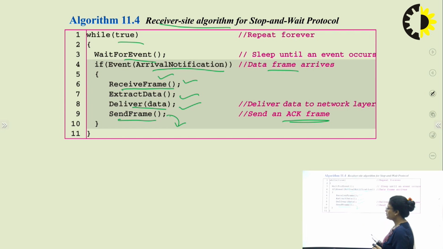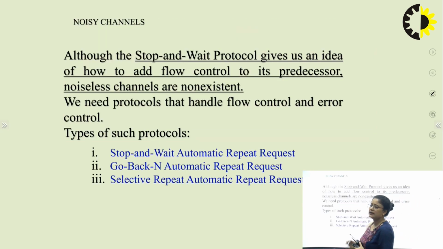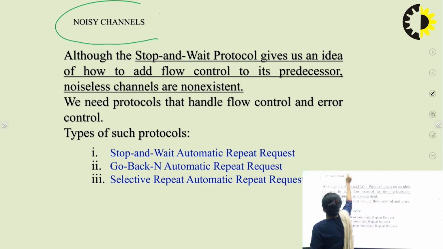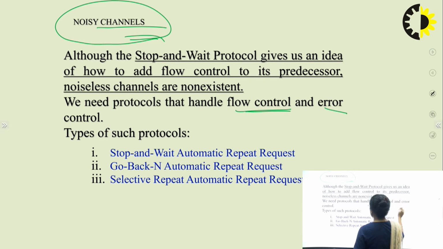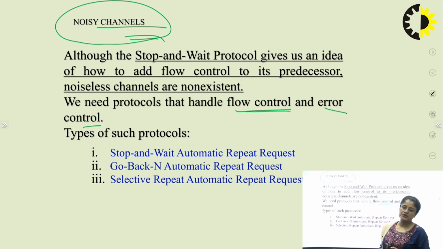Fine. Now till now we have talked about noiseless channel. Now we'll come to the actual channel, which we call a noisy channel, which actually exists in real life scenario. In case of a noisy channel, we have to handle flow control and error control, because we cannot ensure that the data is transmitted error free, or there is a chance that the acknowledgement cannot be received, and so there might be corruption of data, loss of data frames, and so on.